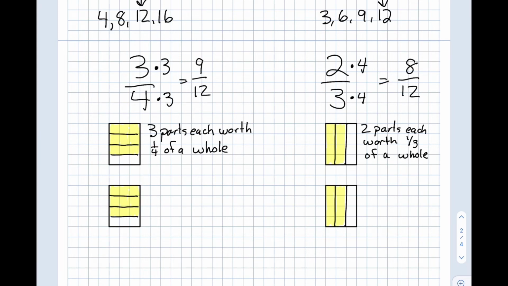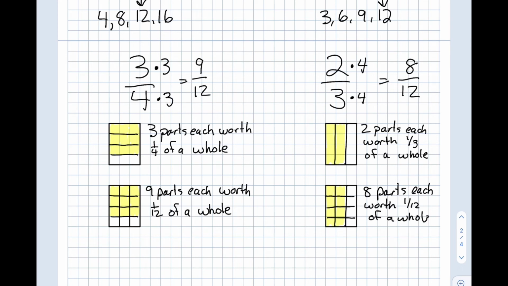When I adjust my drawing, because I set it up with 4 units on one side and 3 on the other, I can just transfer my 3 sections on the right here. So these vertical lines, I can transfer my vertical lines over to my drawing here of 3/4. As soon as I transfer my vertical lines, you can see that I have 12ths, and I have 9 parts, each worth 1/12 of a whole. On the right, I'll take my horizontal lines and trace them in. And now you can see that I have 8 parts, each worth 1/12 of a whole.